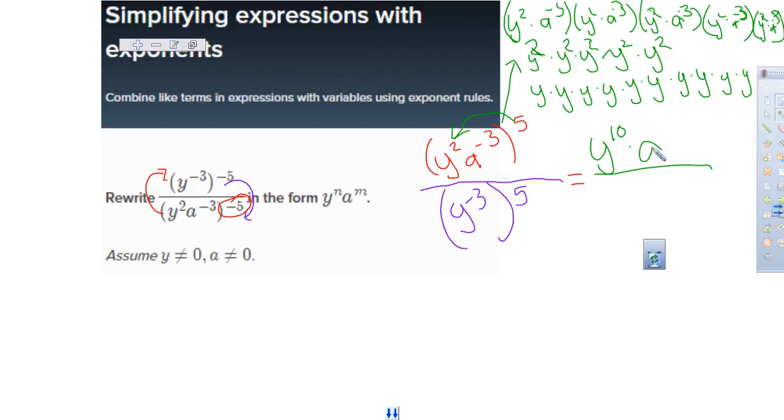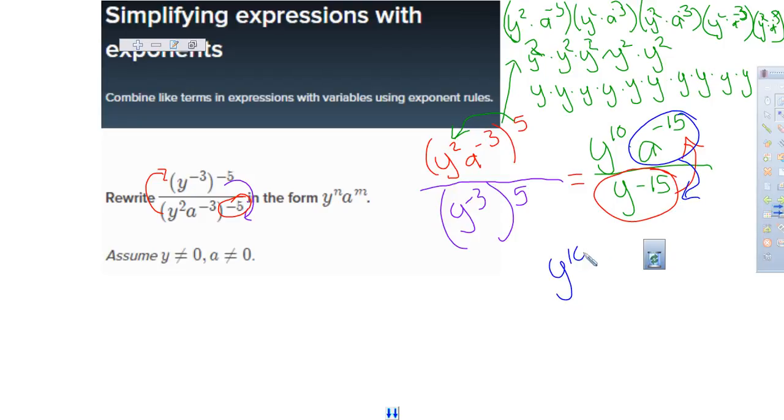So that's times a to the negative 15th power. Now I just distribute this the same way, and I'd have y to the negative 15th power. Well, I don't like having negative exponents, right? I don't really want to do that. So I'm going to take this negative exponent and move it to the numerator and make it positive, and I'll take that negative exponent and move it to the denominator and make it positive.